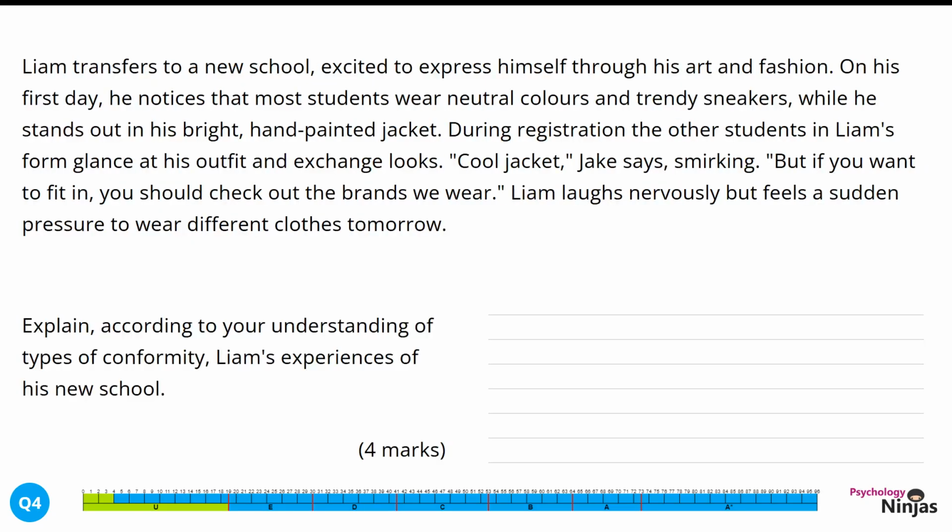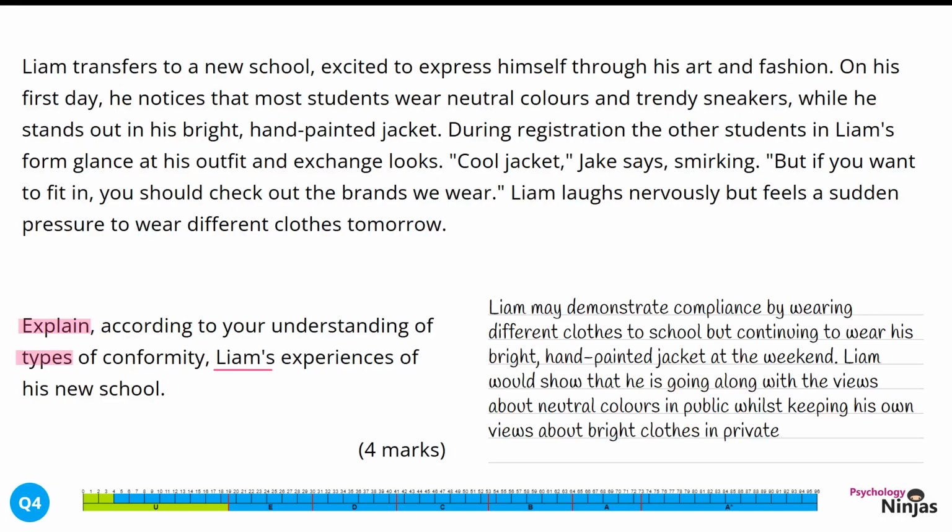Explain, according to your understanding of types of conformity, Liam's experiences of his new school, 4 marks. Here we have the command word explain, which means we need to give some extension to our description of our knowledge here. This question is looking at types of conformity, so we're talking about internalisation and compliance. All 4 marks for this question are application marks. This means we need to link them back into Liam's experiences and the information we have been given in the STEM. Here's our response.